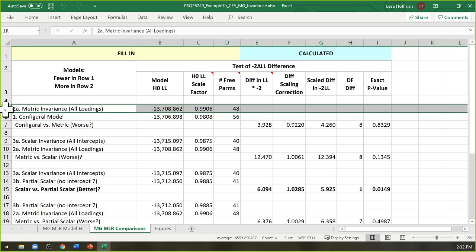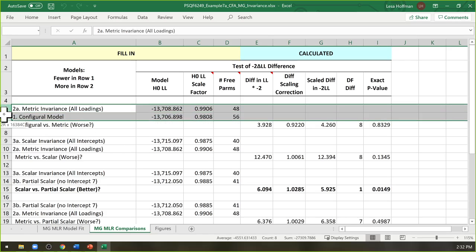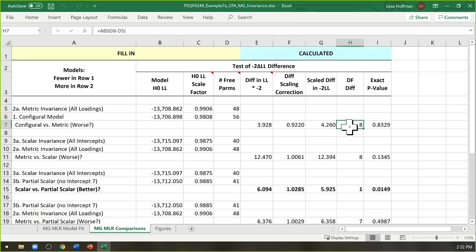Relative to that, the metric model, when I've constrained all loadings, they differ in 8 parameters. So I had 9 loadings total. If I have 9 items, that's 18 loadings across the 2 groups. If I force those 9 to be the same, that should be a savings of 9, except that I had to give 1 back to estimate the factor variance. So it works out to be a difference of 8.